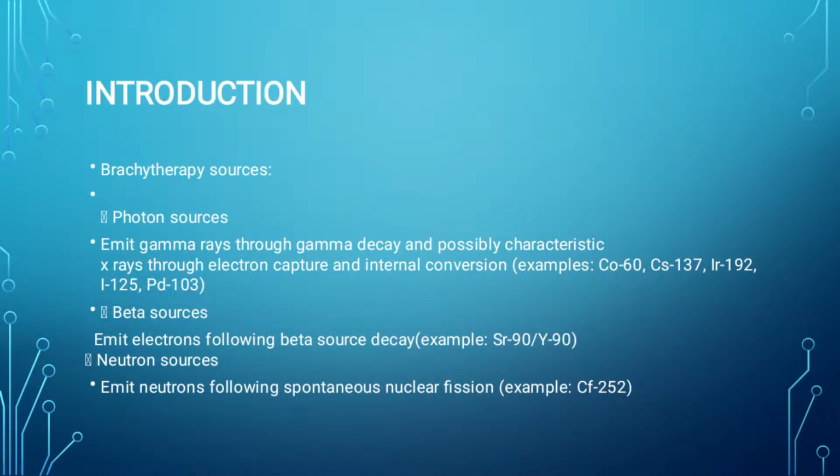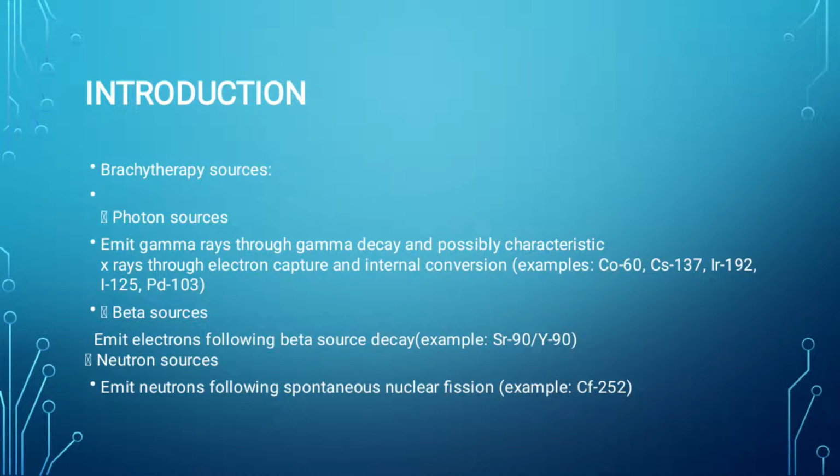There are different types of brachytherapy sources like photon sources, beta sources and neutron sources. Photon sources emit gamma rays through gamma decay and possibly characteristic X-rays through electron capture and internal conversion. Examples are cobalt-60, cesium-137, iridium-192, iodine-125, palladium-103. Beta sources emit electrons following beta decay. Examples are strontium-90 and yttrium-90.